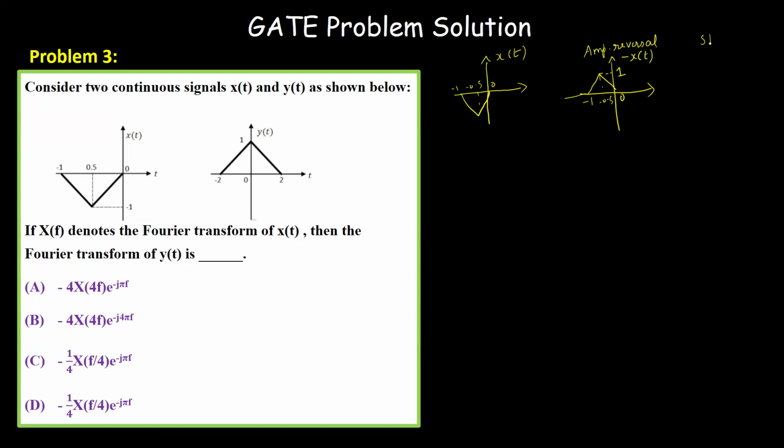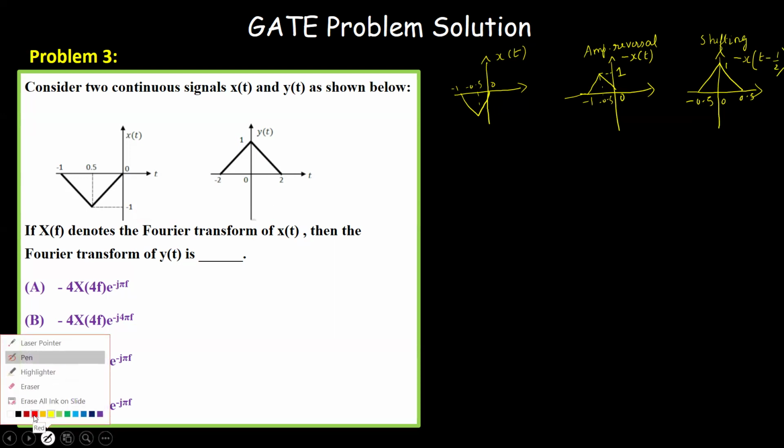And then shifting or delaying by 0.5 seconds. Let me delay by 0.5. Then the waveform will become like this, from -0.5 to 0.5, in the middle 0. Amplitude is 1. So we can represent this as minus x(t minus 0.5), or t minus, I am taking that as a fraction, t minus 1 by 2. Minus x(t minus 1 by 2). Now check with the output what we are having.